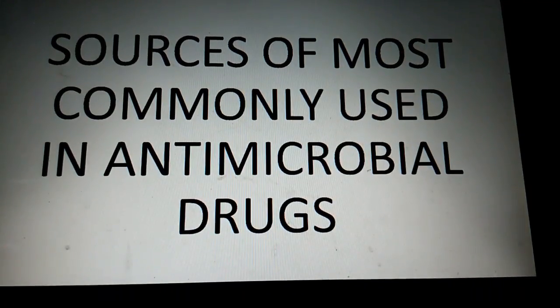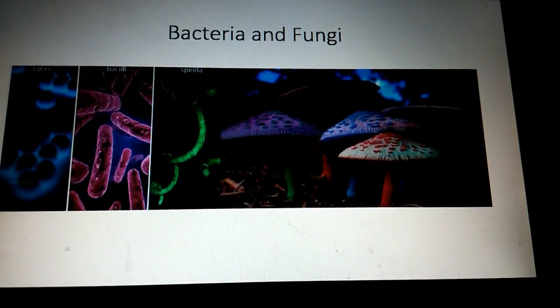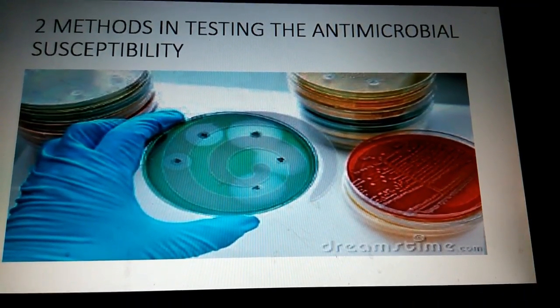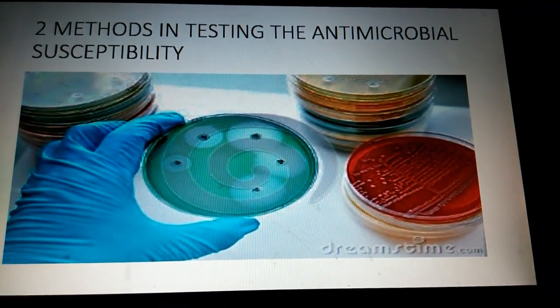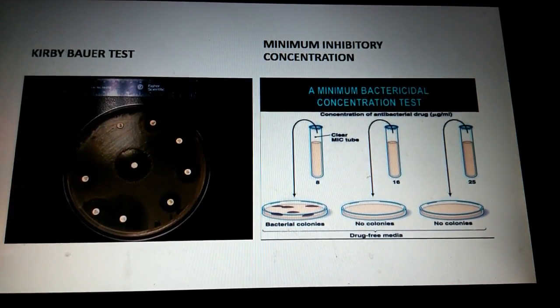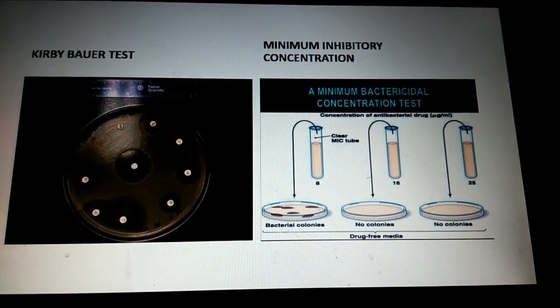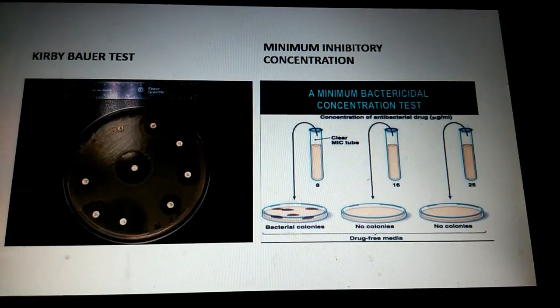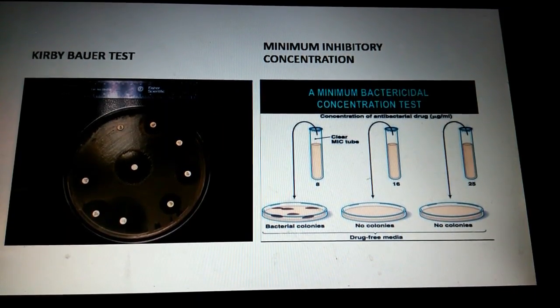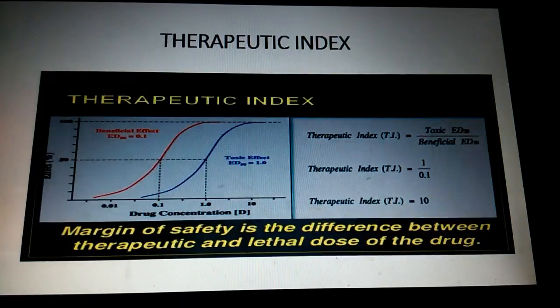There are sources of the most commonly used antimicrobial drugs. They are bacteria and fungi. There are two methods in testing antimicrobial susceptibility: the Kirby-Bauer test and minimum inhibitory concentration. The Kirby-Bauer test identifies the antimicrobials that are effective against a specific infectious bacterial isolate, while minimum inhibitory concentration identifies the smallest effective dose of an antimicrobial toxic to the infecting microbe.